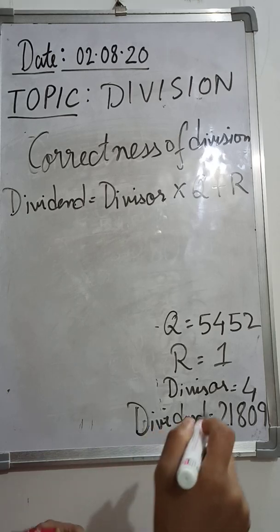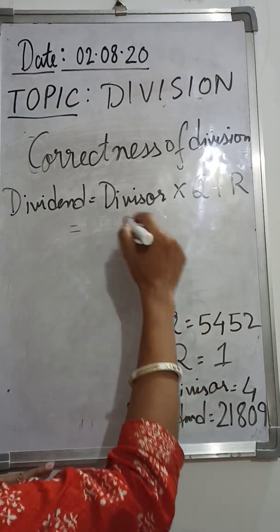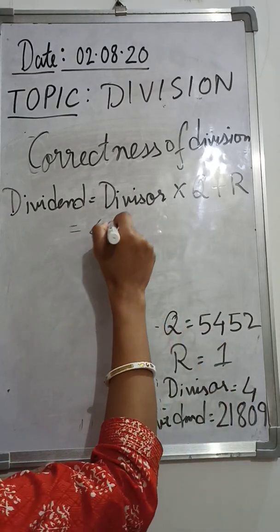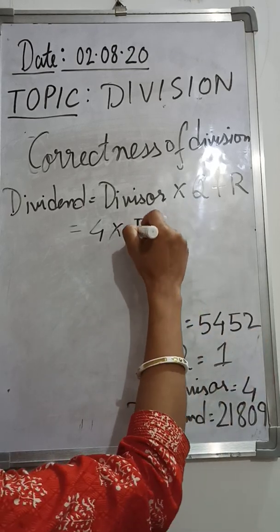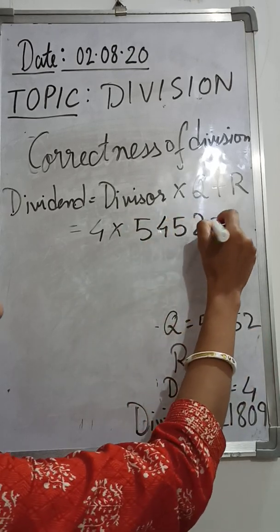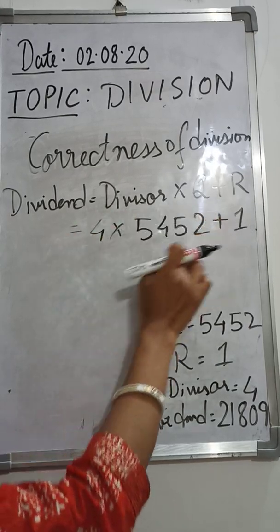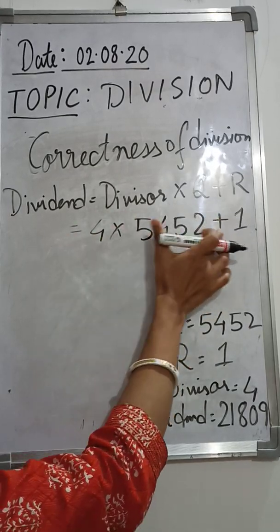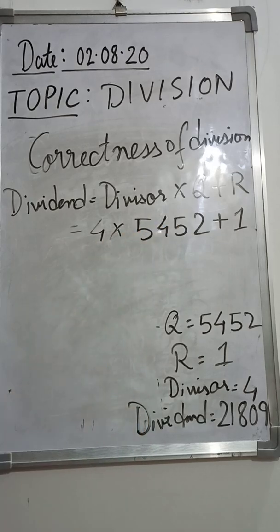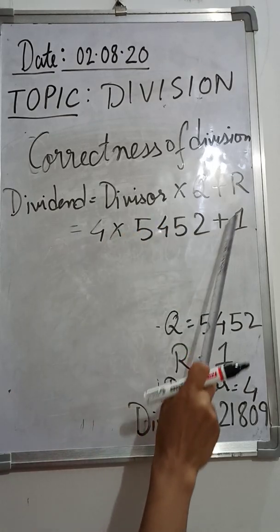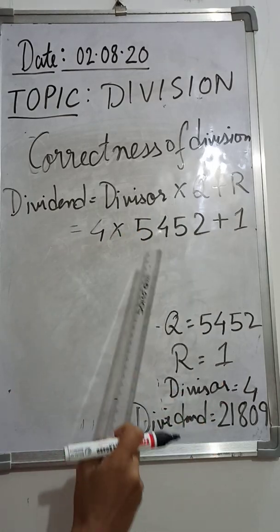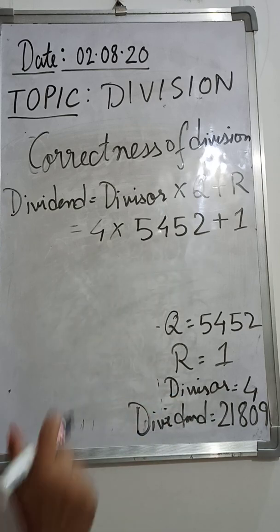So let us check it. How much is your divisor? Your divisor was 4. And how much is your quotient? 5452. And your remainder was 1. So we are going to multiply these two numbers and then add. There is an addition sign and a multiplication sign. So always remember, we do multiplication first and then we add.